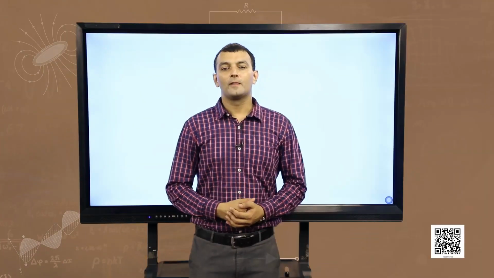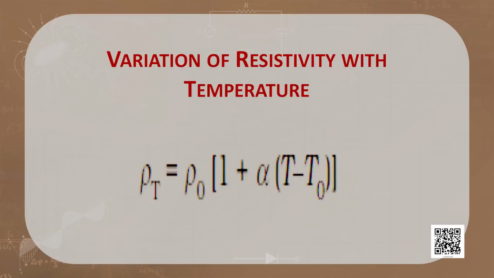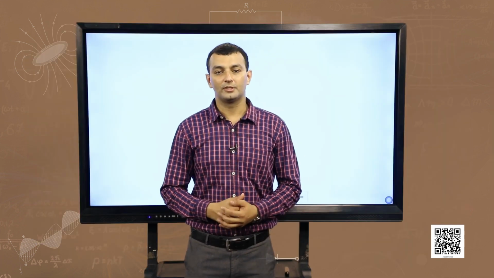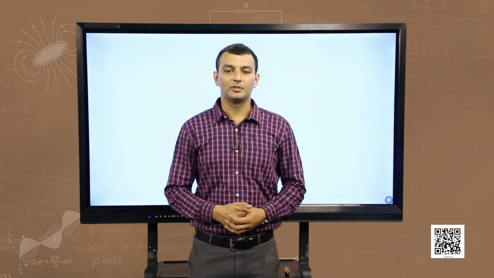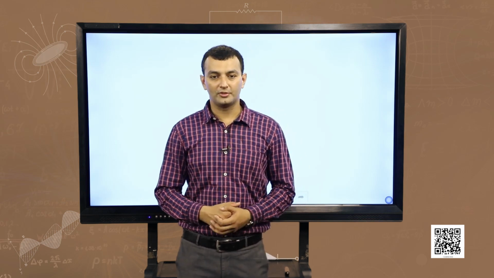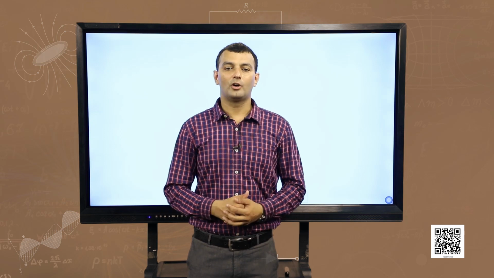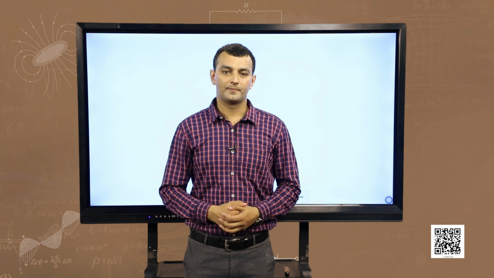The resistivity of a metallic conductor is approximately given by rho T equals rho naught [1 plus alpha (T minus T naught)], where rho T is the resistivity at a temperature T and rho naught is the same at a reference temperature T naught. Alpha is called the temperature coefficient of resistivity. The dimensions of alpha is temperature raised to power minus 1.